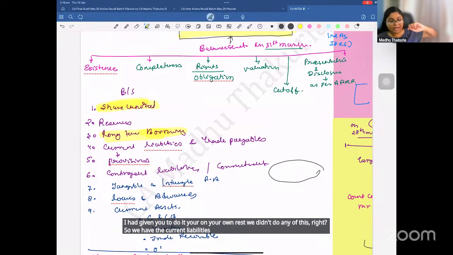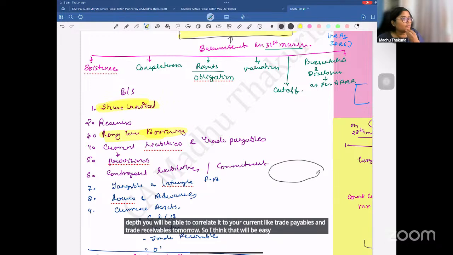Now you will be able to manage. I will teach you current liabilities, but remember current liabilities and current assets, especially trade receivables and trade payables. Because you have done the purchase and sales parts so much in depth, you will be able to correlate it to your trade payables and trade receivables tomorrow. So I think that will be easy.